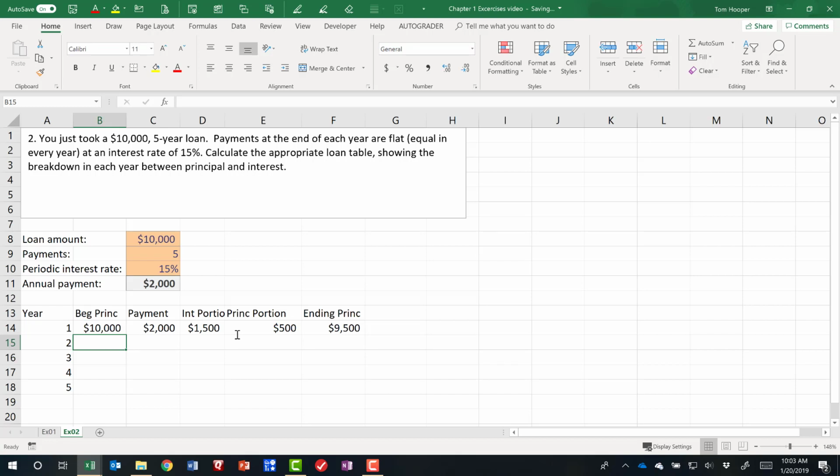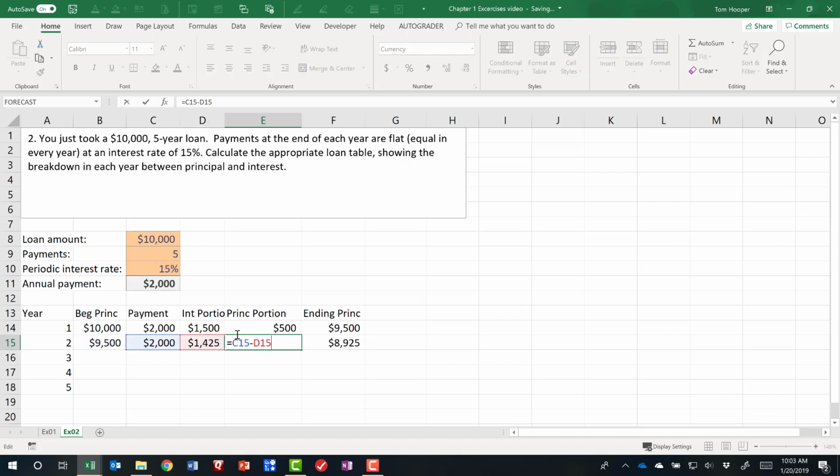The beginning principal for the next year is just the ending principal for the prior year. We don't want to lock that. If we got our absolute references correct, all of these should copy down correctly. So let's check them. So the beginning principal in year 2 is the ending for year 1. The payment for year 2 is C11, which is always our payment. The interest portion in the second year is our periodic interest rate times the second year's beginning principal. And the principal portion is whatever's left over from that payment. And the ending principal is our beginning principal less whatever principal we paid down.